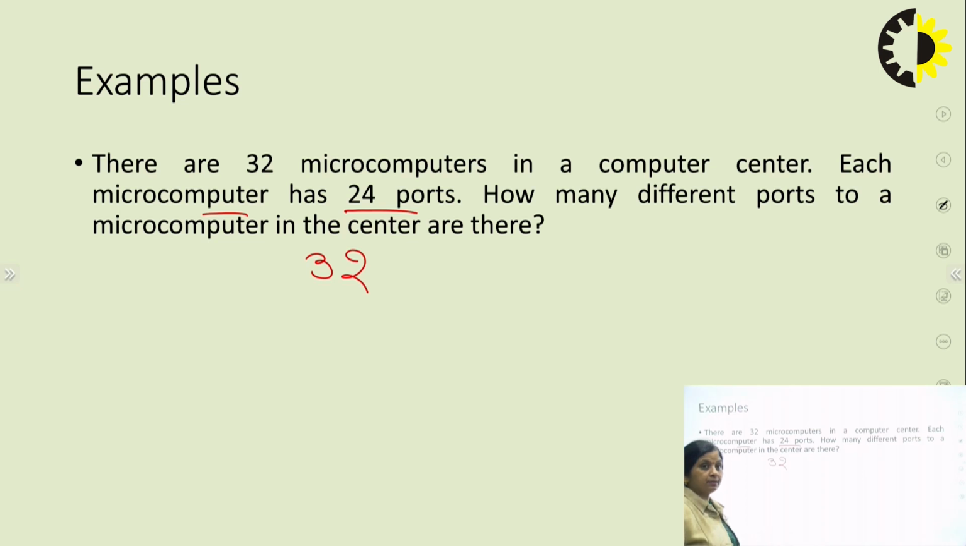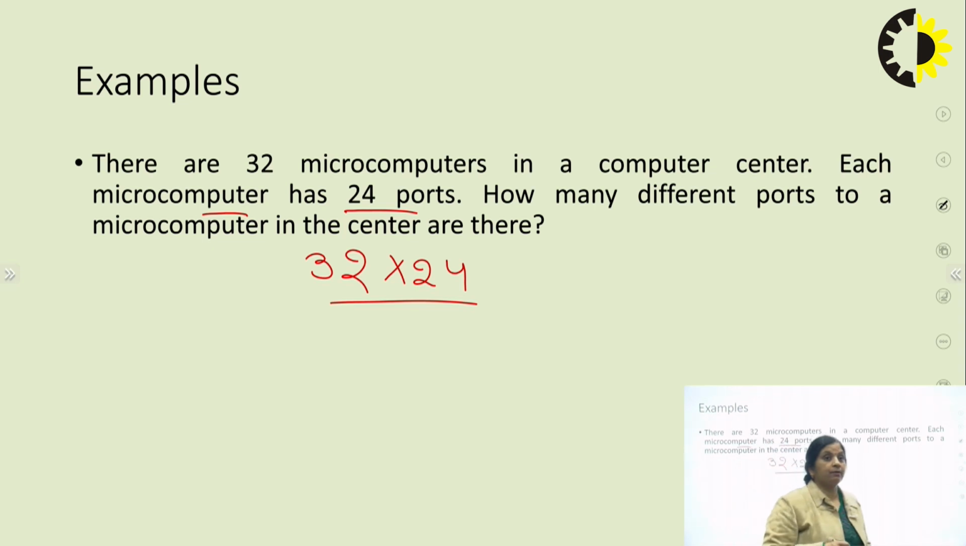How many computers are there? 32. And on each computer there are 24 ports. So we have 32 into 24 ports in the center that can be used. Again we have used the product rule, because we have two parts: we count the computer, and then from each we consider a port. So the number of ports we can take is 32 into 24.